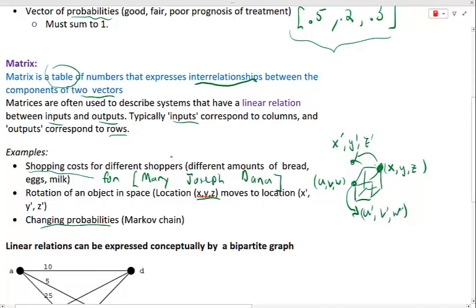Changing probabilities is another example of a matrix. Suppose someone has a treatment. The treatment will change the prognosis.